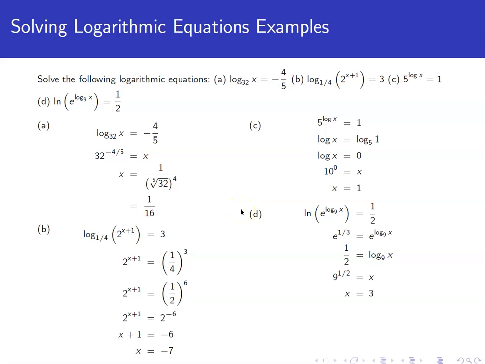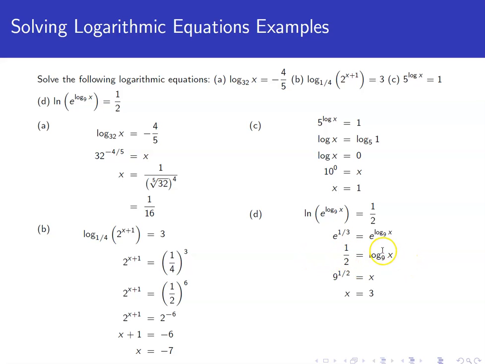Finally, we're asked to solve the equation natural log of e to the log base 9 of x equals 1/2. Natural log is log base e. So we should have e to the 1/2 power. That's a typo. This should be a 2. This should be e, which is the base here for my natural log, to the 1/2 power. That's my exponent here. So it should be e to the 1/2 power equals the inside, e to the log base 9 of x. Now I have the same base on both sides, so I can equate the exponents.